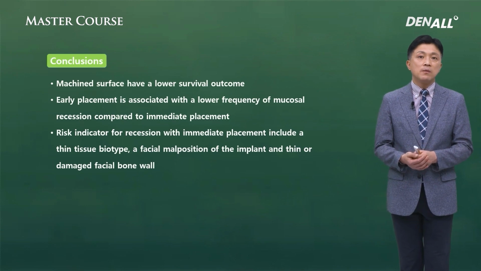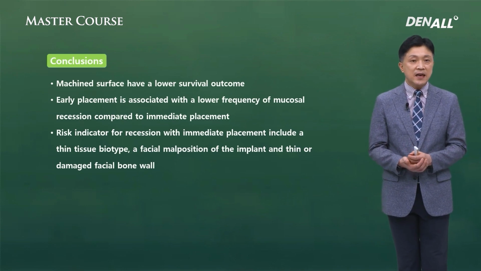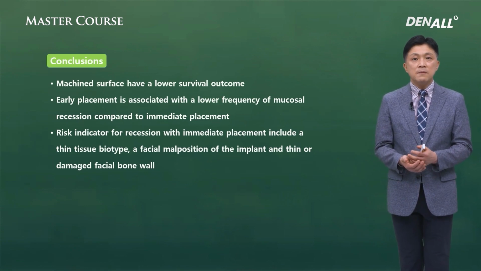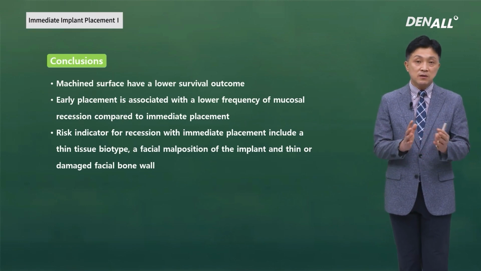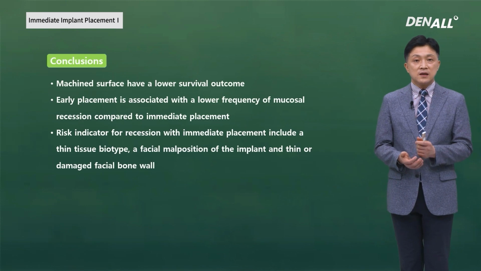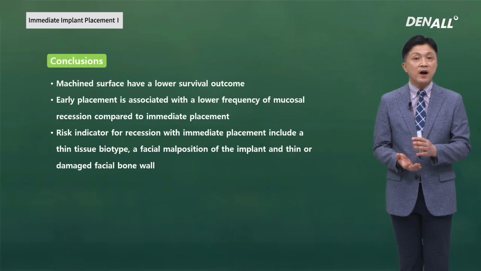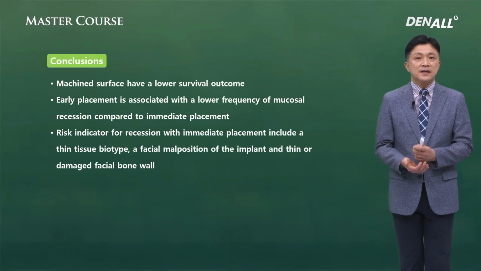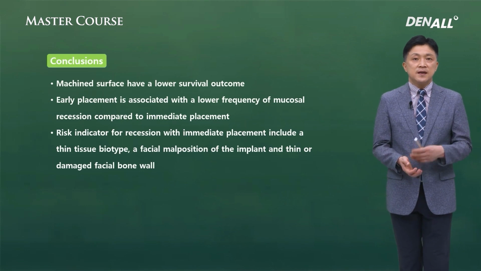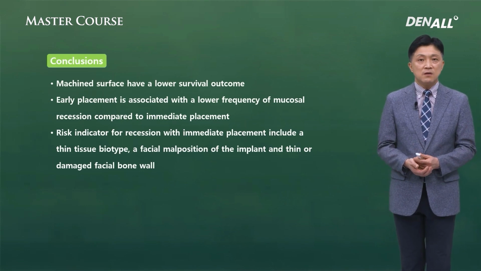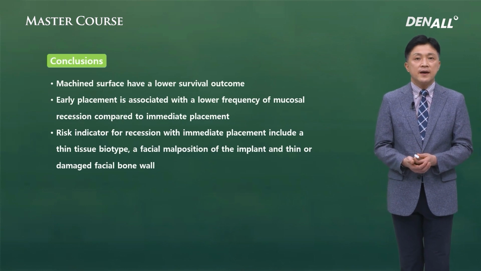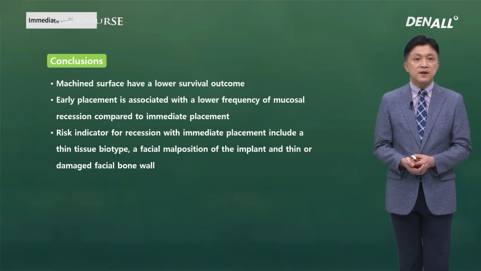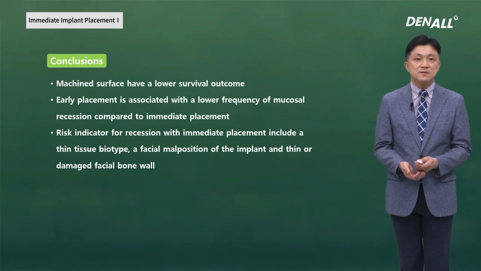Risk indicators for recession with immediate placement include a thin tissue biotype, because if it's thin, there's more risk. Another is facial malposition of the implant. In other words, if the implant is placed too buccally. And third is a thin or damaged facial bone wall. These three are risk indicators. When you do immediate placement with bone augmentation, horizontal resorption can be reduced. And based on this information, we do immediate implant placement after extraction.